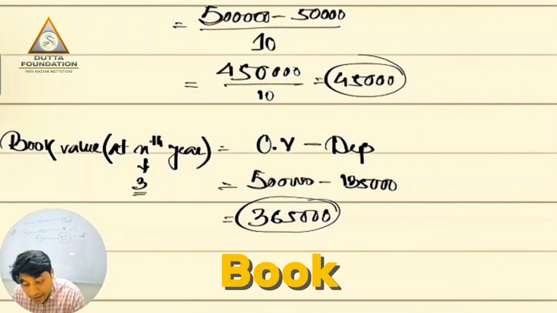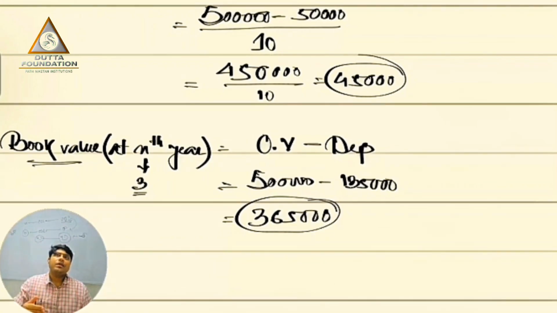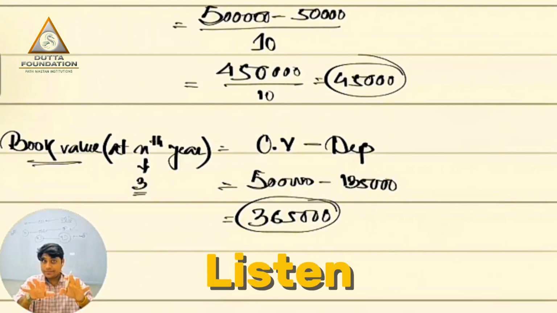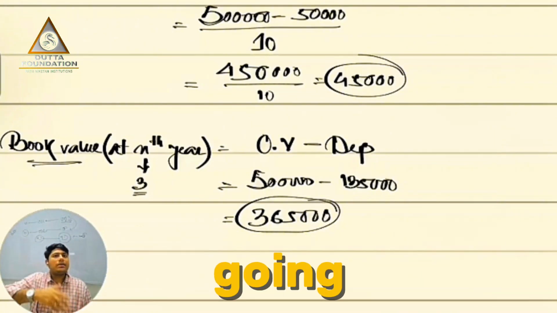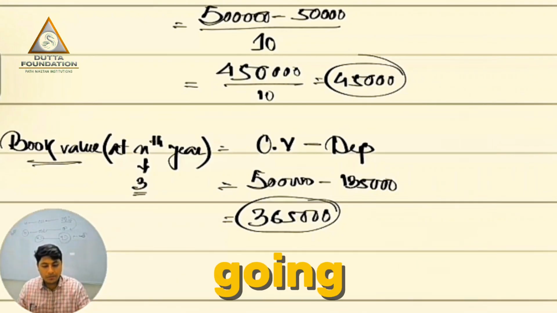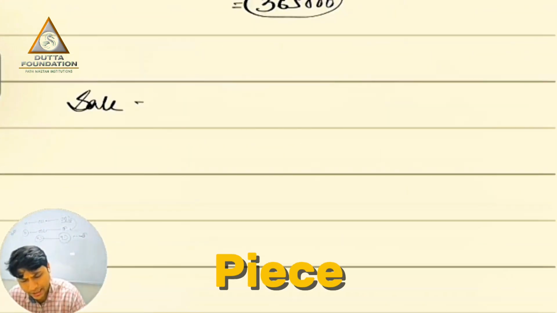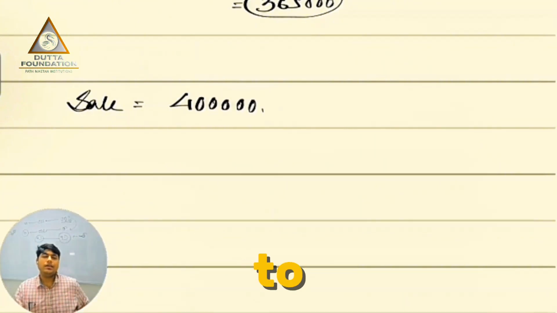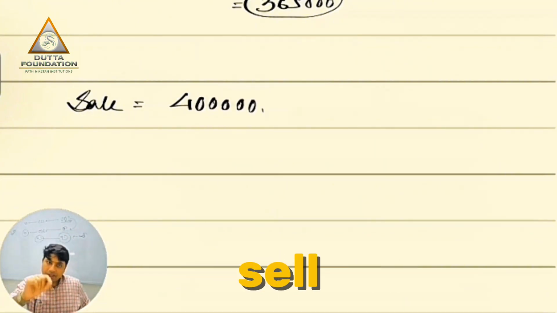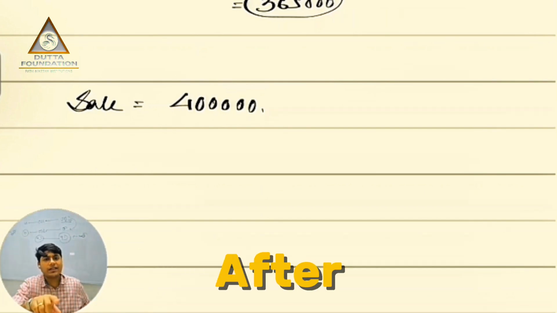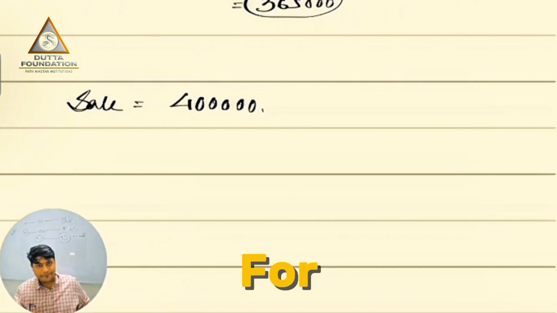So why is this book value important? Because let's say if you want to sell the machine, now this is a very important thing that I'm going to tell you right now. Listen. Suppose you are going to sell the machine after 3 years for rupees 4 lakh. Please try to understand.